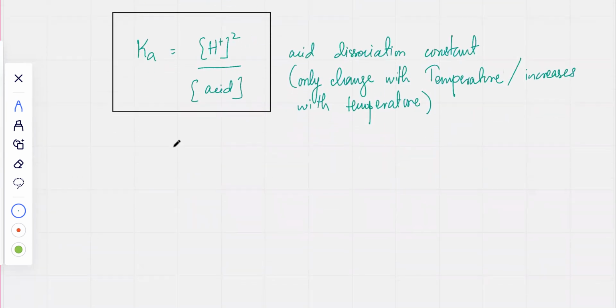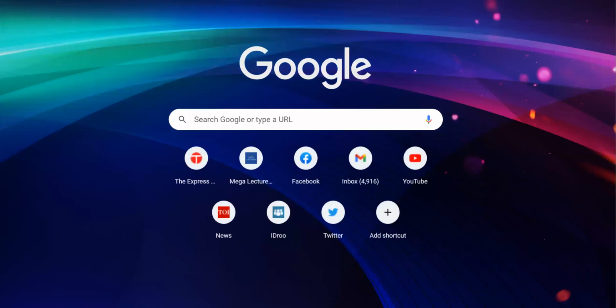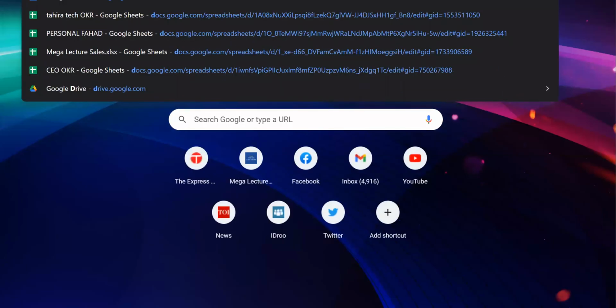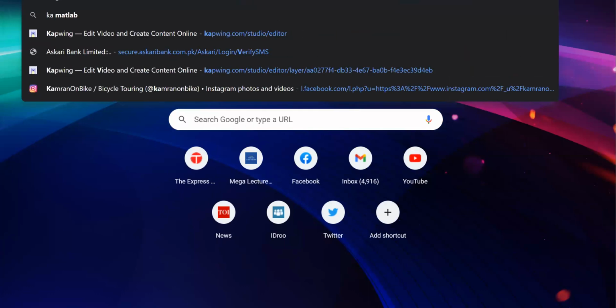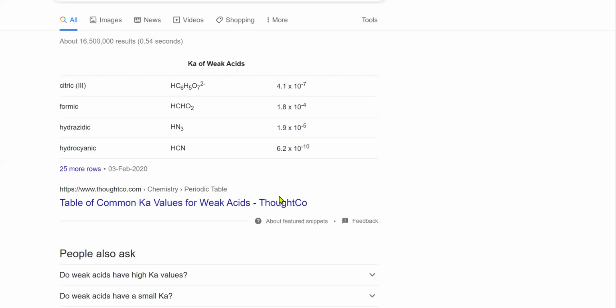Now coming back to this Ka. Okay, what do we do with this Ka? Now you've got three things. Remember, all weak acids are going to have a Ka value. You can just Google these Ka values. Every weak acid's Ka value is calculated. For example, you have all these Ka values of weak acids given. These are standard values, calculated at room temperature. So, a table of common Ka values.